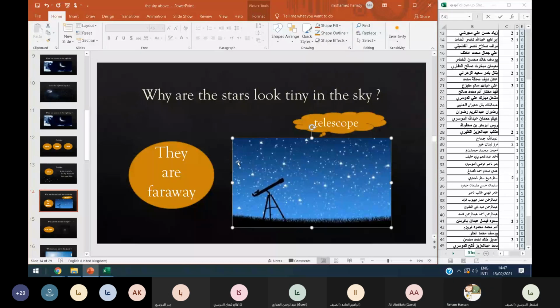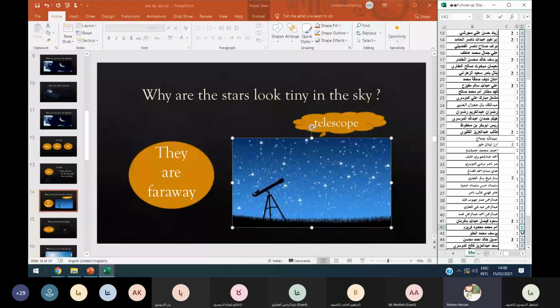If you look at a car from your place now, you can see the car. Oh, it looks very small, but it's not very small, it's far away, okay? So why do the stars look tiny in the sky, or very, very small, Adam? Yes, Adam?